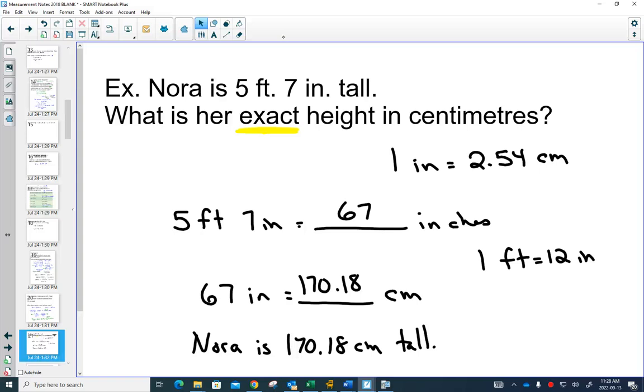Find a friend. Find a friend to measure you. If you want to do the inches one, you use this side. If you want to do the centimeters one, you do that side. Very, very accurate measurements happening there. Close enough.